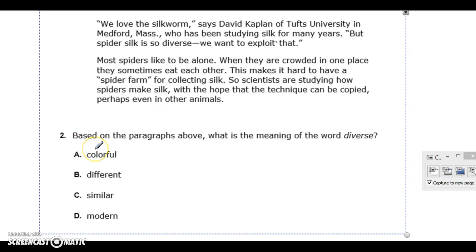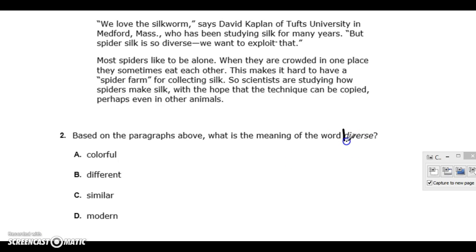Here's the question. Based on the paragraphs above, what is the meaning of the word diverse? So step 1, I want to make sure I'm reading the question carefully, and I see that it's asking me about the word diverse.